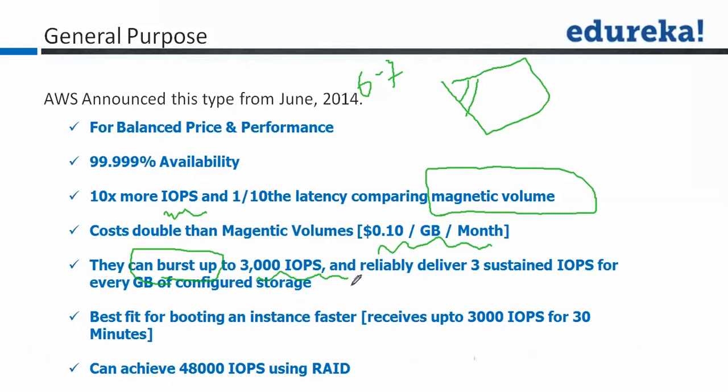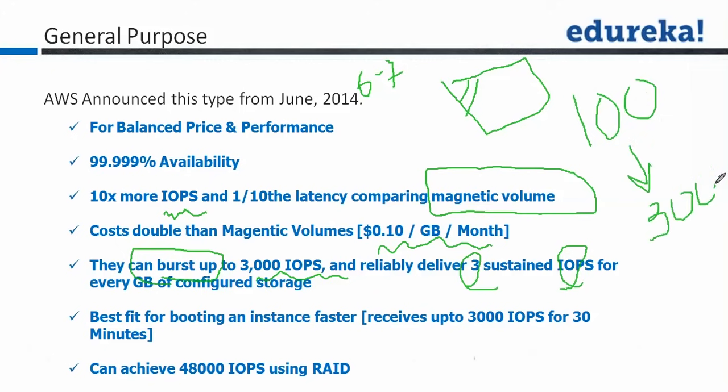But generally it provides just 3 IOPS per GB of storage. For example, if you provision a 100 GB volume, it would give you 300 IOPS. If you provision a 30 GB volume, it would provide you 90 IOPS. If you provision a 1000 GB volume, almost 1 terabyte, it would provide you 3000 IOPS.